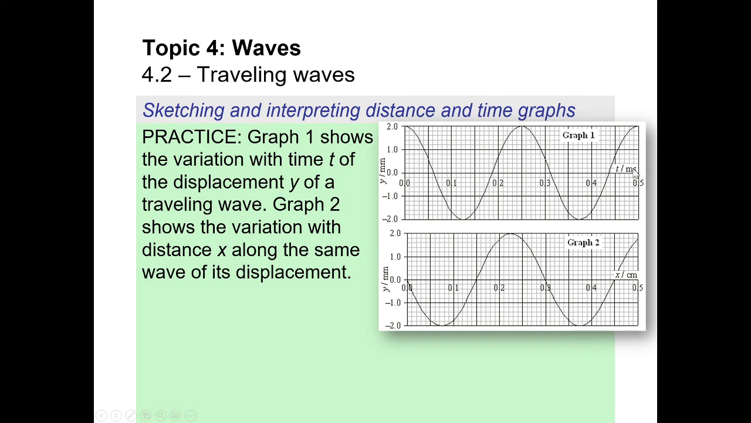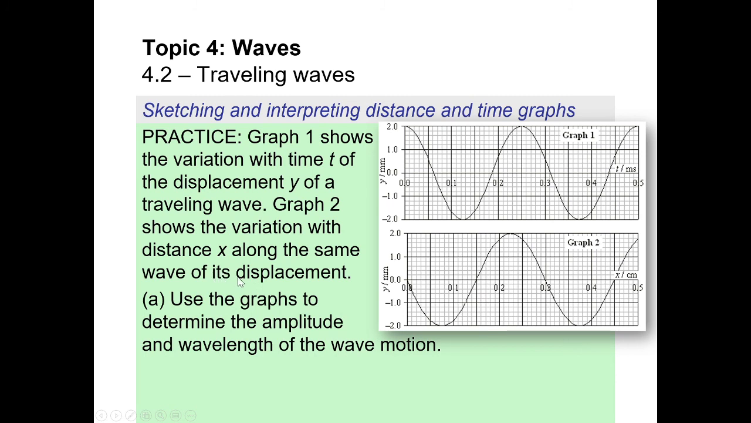If you forgot what milli stands for, check your data booklet prefix list. Milli means times 10 to the -3. That means whatever value we get here, in order to convert it to seconds, I'm going to have to either multiply by 10 to the -3 or divide by 1,000, since these are the same thing. In graph 2, the horizontal axis is measuring distance in centimeters, so that also has to get converted to meters. Use the graphs to determine the amplitude and wavelength of the wave motion.